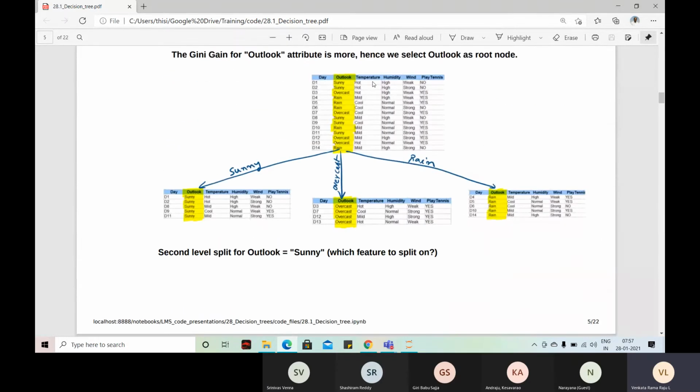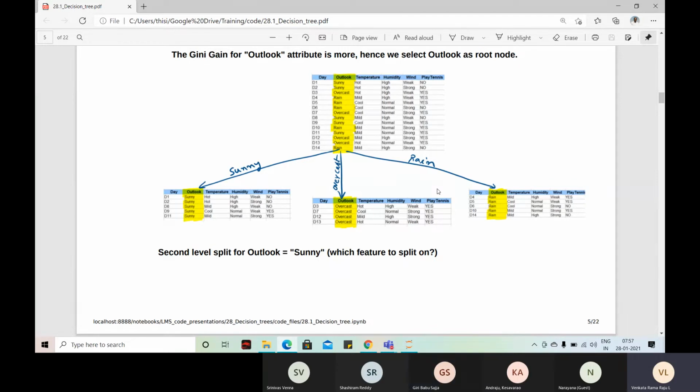See this? On Outlook, we made the first split. Why Outlook? I'll explain in a moment. If you look at these three splits, the second split is pure. First one and third one are not pure. Sir, when you say pure, it belongs to the same class, is that correct? Yes, right.